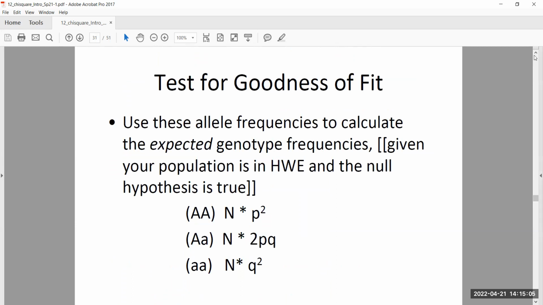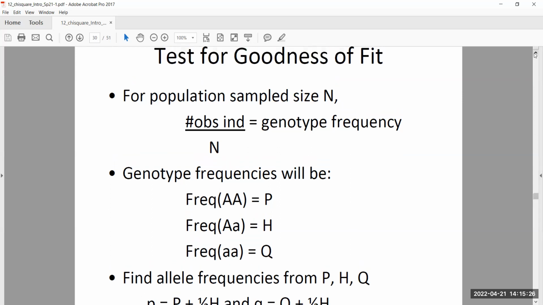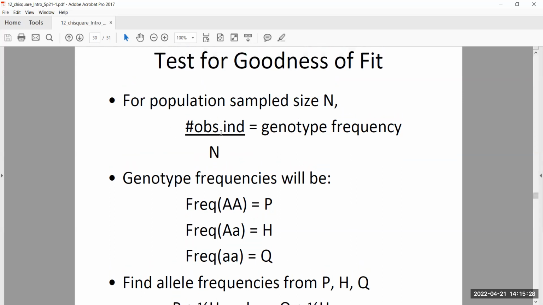And we're going to have a population that we're going to sample. And for each of the genotypes, we're going to take the number of individuals that we observe in that particular genotype. And we're going to start with those values. So those are our actual observed values, our number of observed individuals in each genotype. All right, we know those to start with.